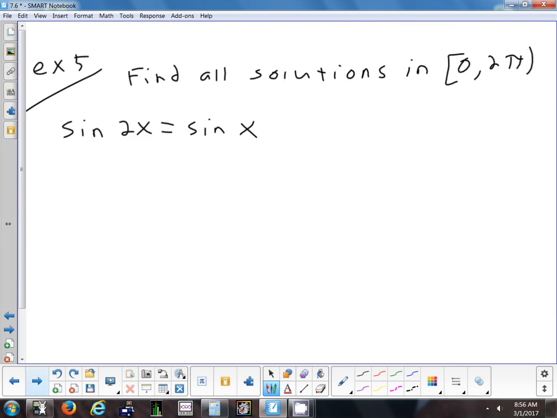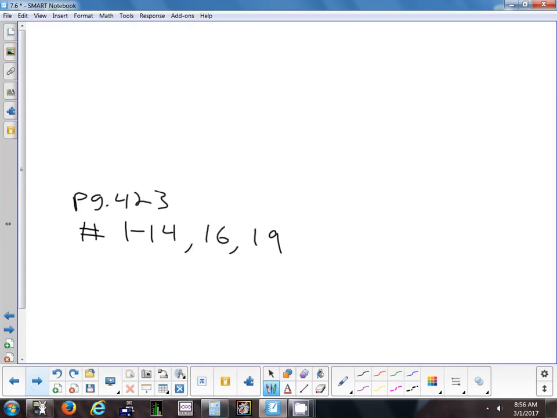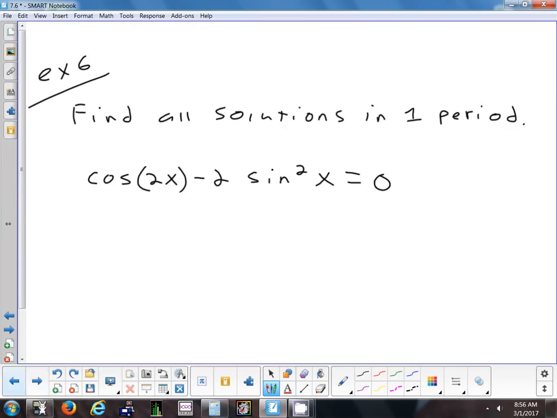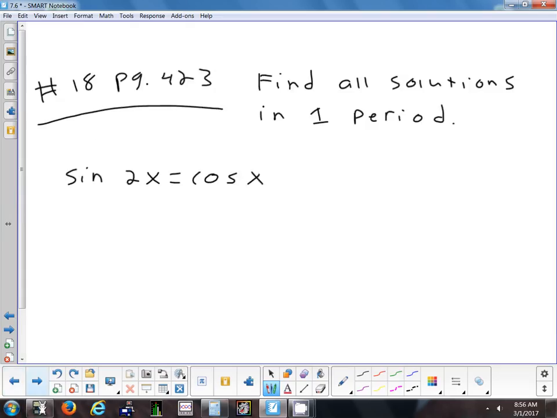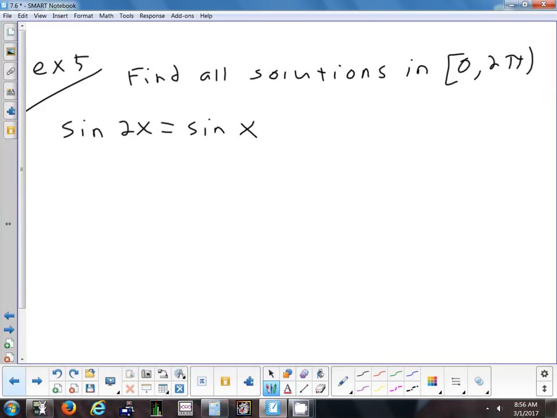All right, so I think I have 2 left. 3. That one's the same as this one. Sine 2x equals sine x. Sine 2x equals cosine x. This one and this one are really the same thing. Just slightly different, but almost the same thing. Let's do this one.